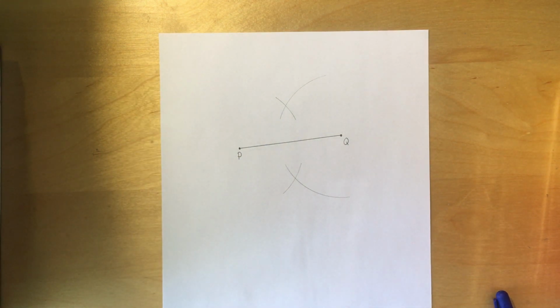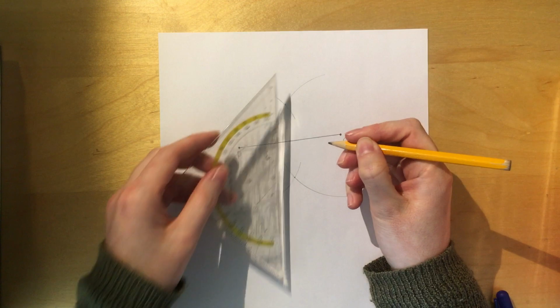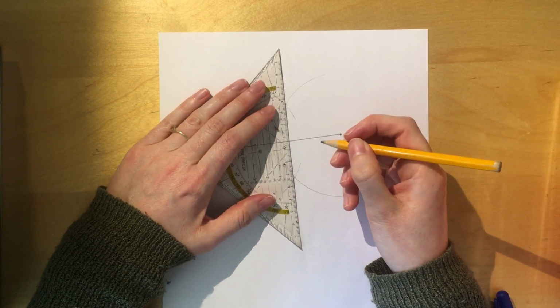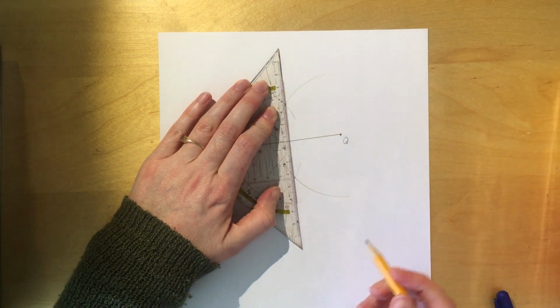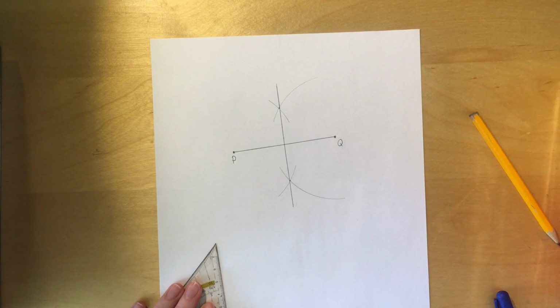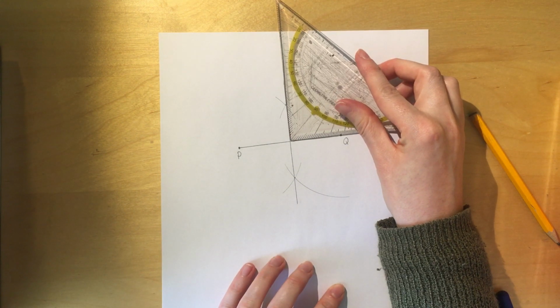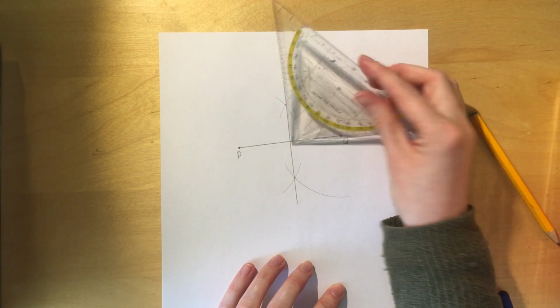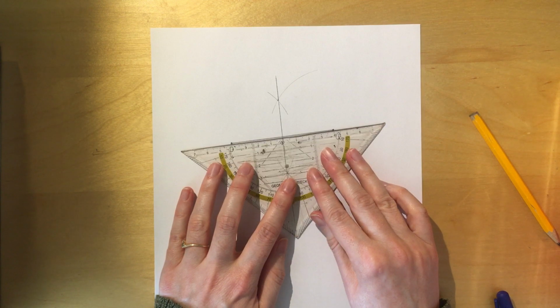If I now draw a line through those 2 points of intersection, through this one and through this one, then I would get this line. And this line is the perpendicular bisector of line segment PQ. We can check it. It is indeed perpendicular because this is a 90-degree angle. And if I measure, it's exactly through the middle.